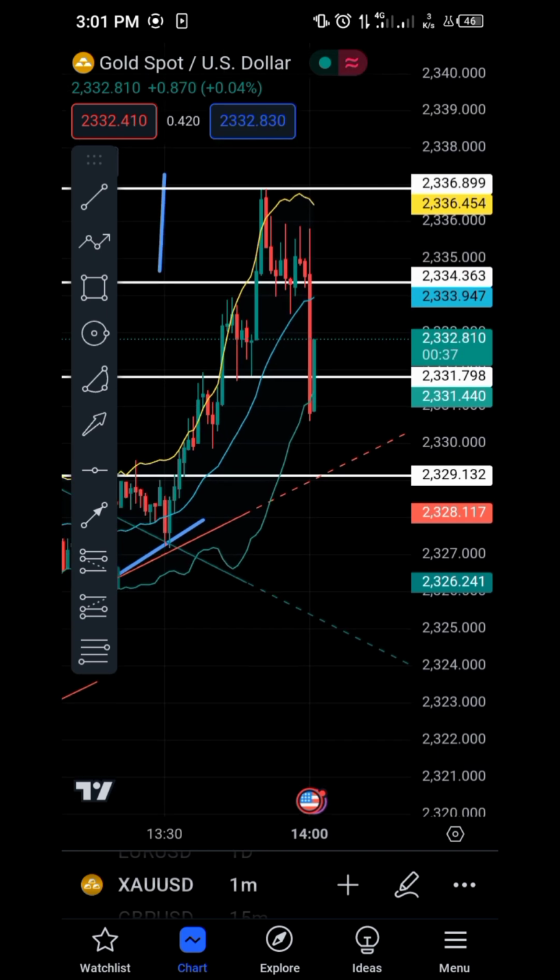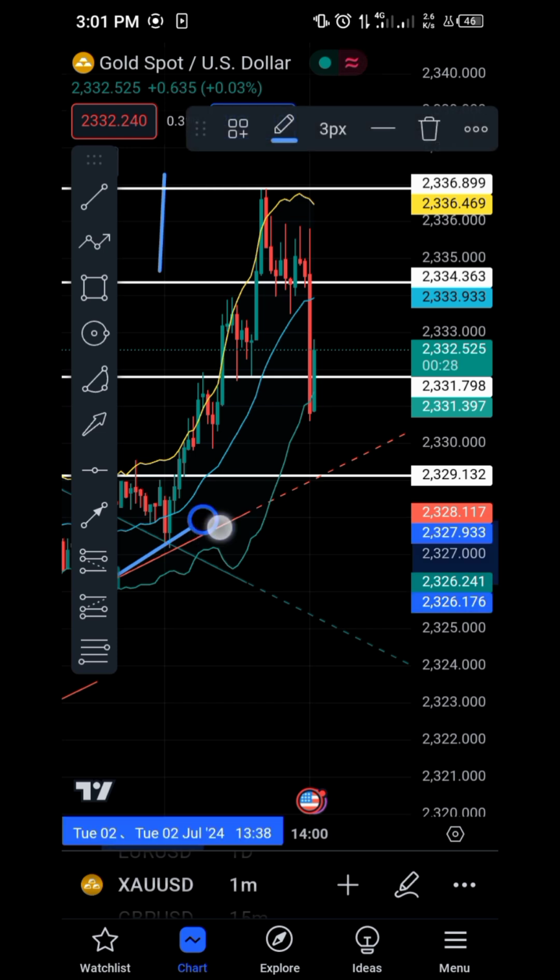So after it, you can see it went down drastically. After being exhausted, it went down drastically. So it will come down to respect this.